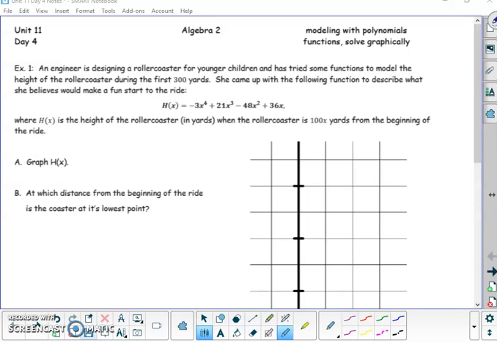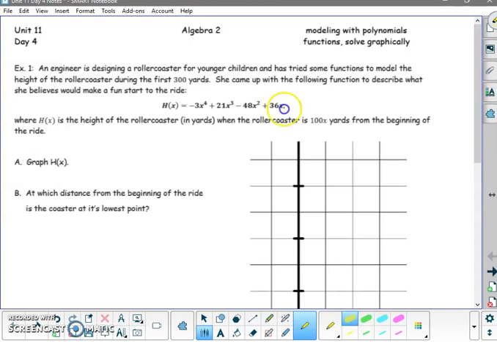All right, first example, engineers designing a roller coaster. And we're given this particular function, h of x. And what does that mean? Well, it says h of x is the height of the roller coaster in yards. So it's important to know that. And then this is a little bit confusing, but it says when the roller coaster is 100x yards from the beginning of the ride. So basically that means if we have a coordinate of x equals 1, that really represents 100 yards. X equals 2, 200, so on and so forth. And we also need to know we're graphing it only for the first 300 yards.